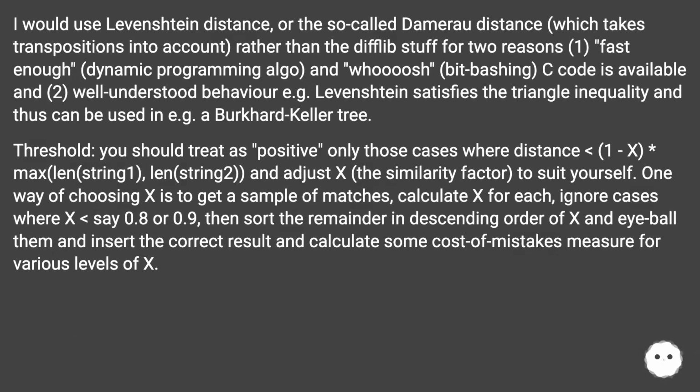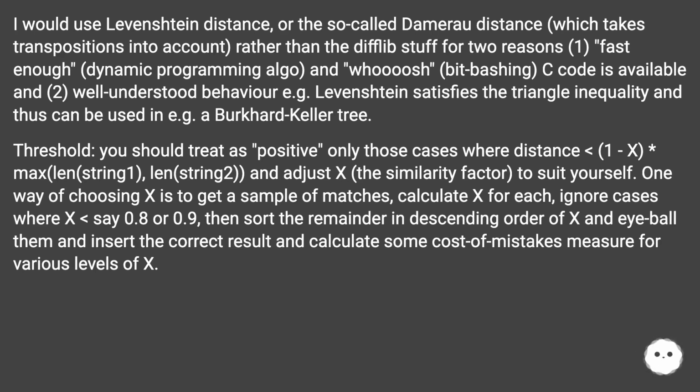I would use Levenshtein distance or the so-called Damerau distance, which takes transpositions into account, rather than the difflib stuff, for two reasons: 1, fast enough, dynamic programming algorithm, and bit-bashing C code is available, and 2, well-understood behavior, e.g. Levenshtein satisfies the triangle inequality, and thus can be used in e.g. a Burkhard-Keller tree. Threshold: you should treat as positive only those cases where distance is lower than (1 - x) * max(len(string1), len(string2)), and adjust x, the similarity factor, to suit yourself.